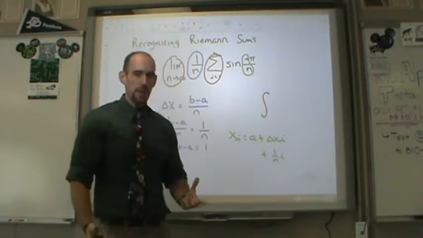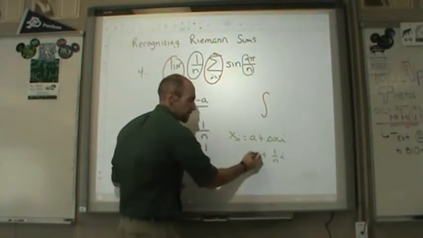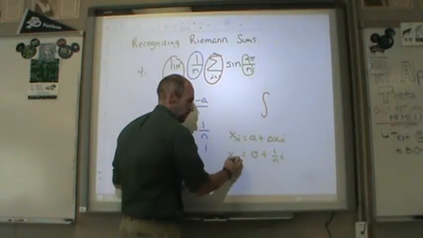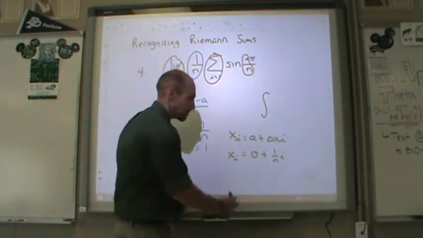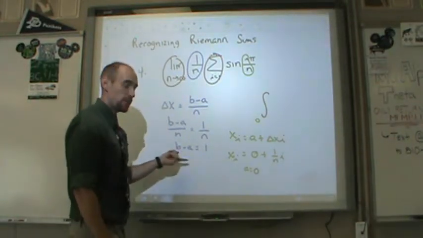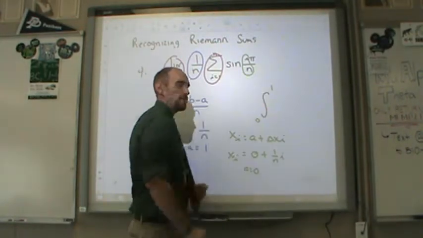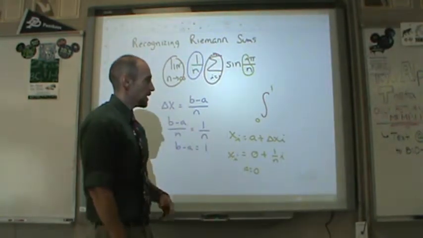Is anything added to the front? No, there's nothing added in front of here. So that means that my a must be 0. Well, if my a is 0, I can put 0 there. And from my b minus a equaling 1, I know that b has to then be 1. Well, now I'm just about done.